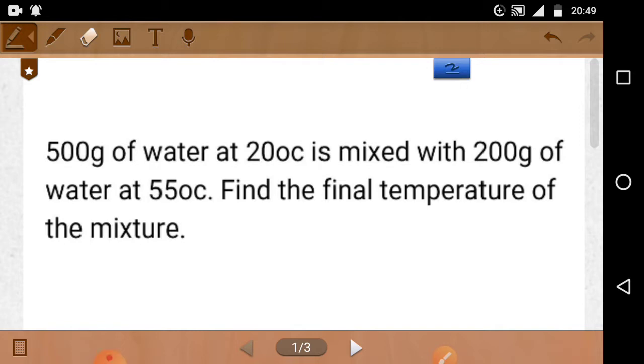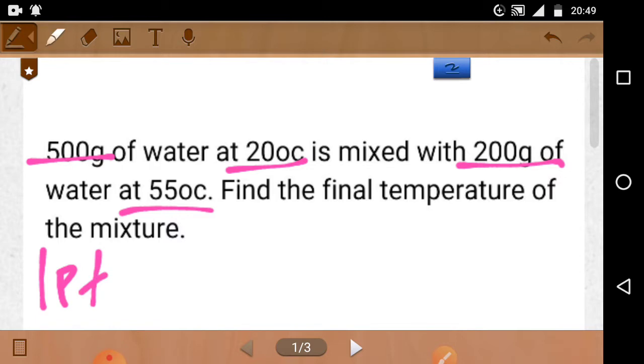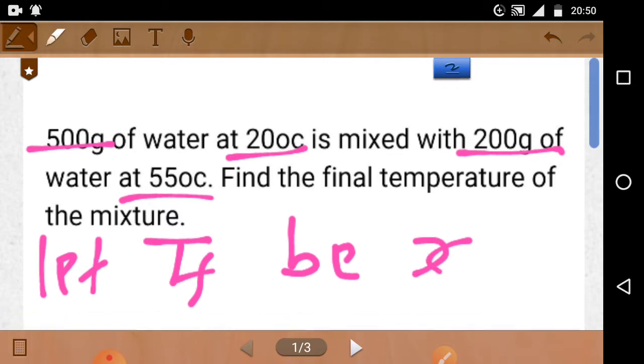500 grams of water at 20 degrees Celsius is mixed with 200 grams of water at 55 degrees Celsius. We are required to find the final temperature. So in order to find the final temperature, let the final temperature TF be X. Okay?